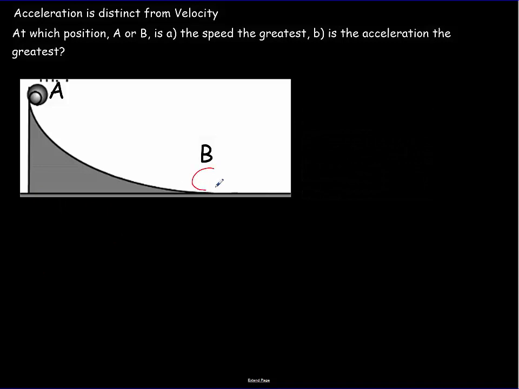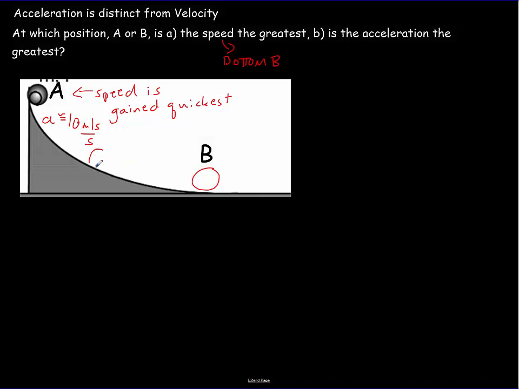Well, the speed is greatest at the bottom, at B. Because the whole way down a ramp, of course, an object keeps gaining speed. However, at A, speed is gained the quickest. So in fact, it's dropping straight down at the beginning. So its acceleration would be about 9.8 meters per second every second. Or let's just round that. It's going to be about 10 meters per second of speed gained every second.